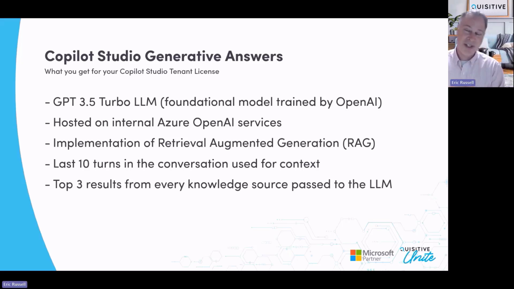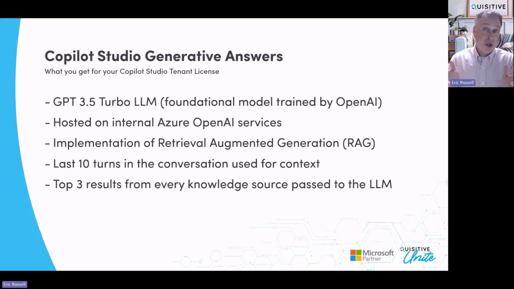Actually, I'm not referring to this. This is Microsoft's terminology. Generative answers is an out-of-the-box generative AI solution that Copilot Studio fully supports. So what does that mean? Generative answers is essentially a black box, meaning you don't get full control, but you also don't get the full expense of using a large language model that's hosted in Azure, right?